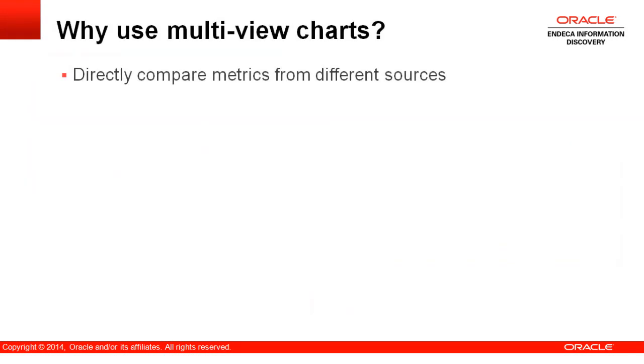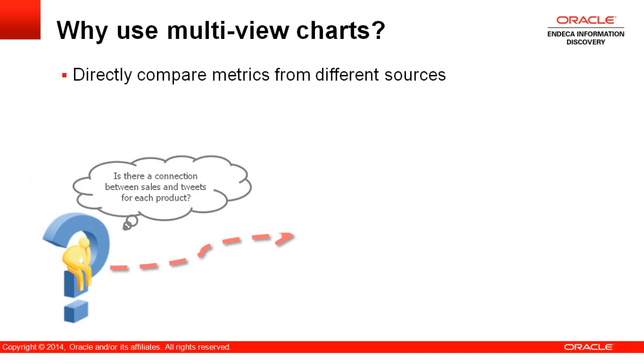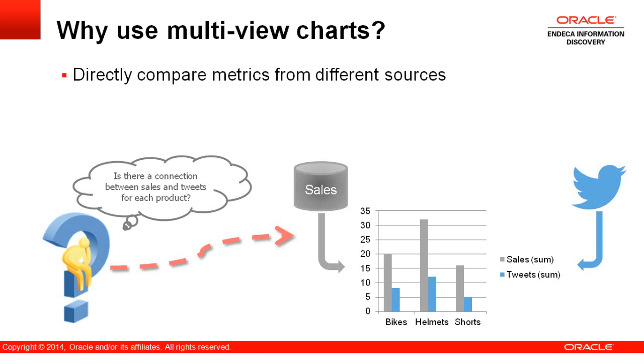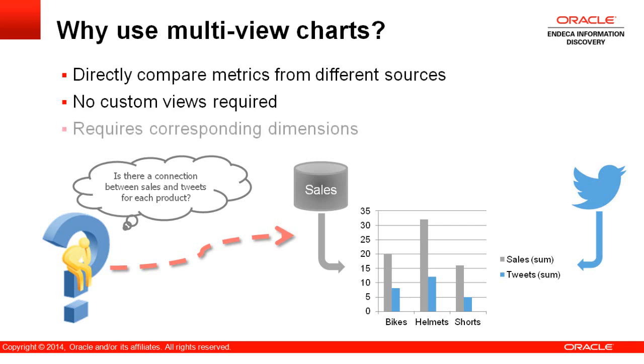Why use multiview charts? Multiview charts allow you to directly compare metric values from different datasets, such as in this example where a chart shows both sales numbers and tweet numbers. Otherwise, bringing these metrics together would require you to create additional custom views. To create a multiview chart, the views must have dimensions with the same data type and values.